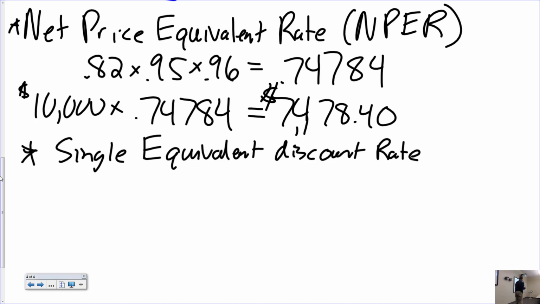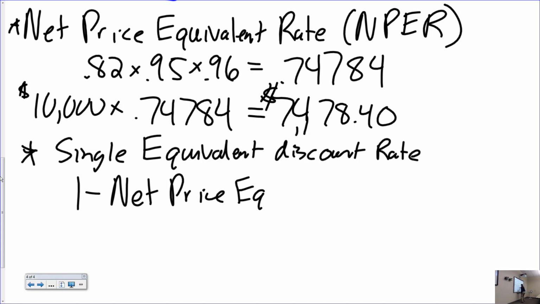Basically, this is asking you, how do you write that chain discount, 18/5/4, as one number? The chain discount is really three discounts, but I want to know what the discount is as just one number. This is that number. And the cool thing about it is that this is just one minus the net price equivalent rate. It's the complement of the net price equivalent. So the number that gets you the net price, its complement will be the number that gives you the trade discount amount, which should make sense to some degree, right?